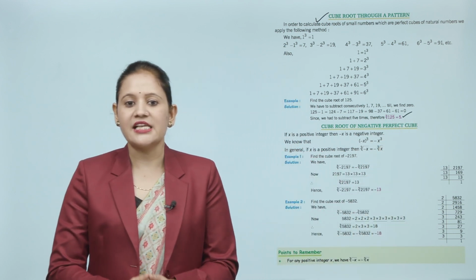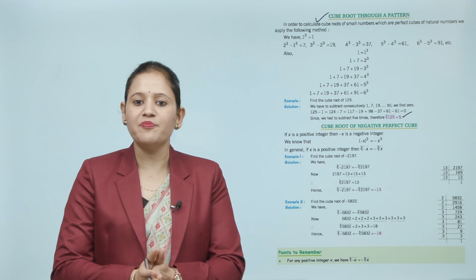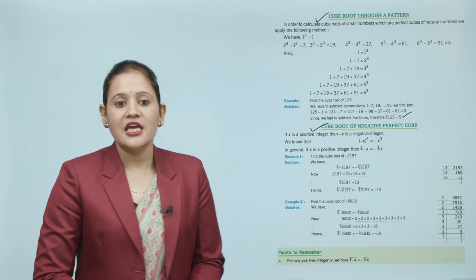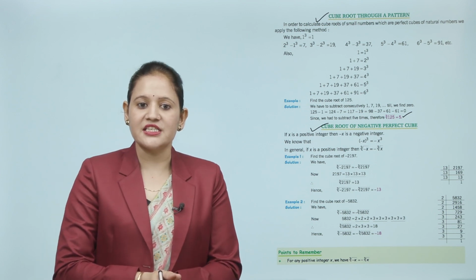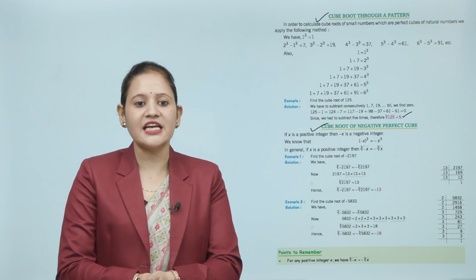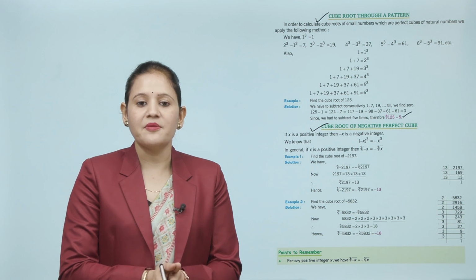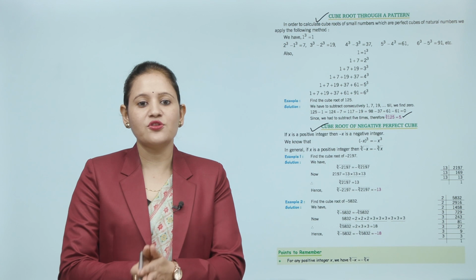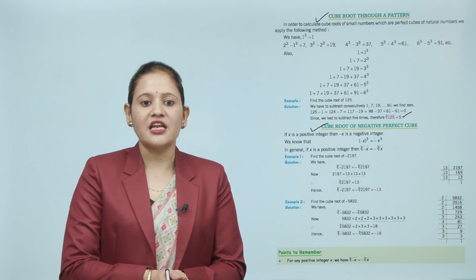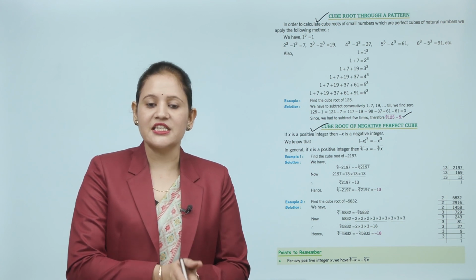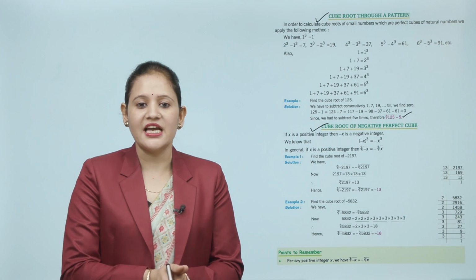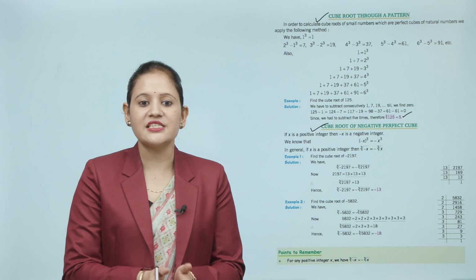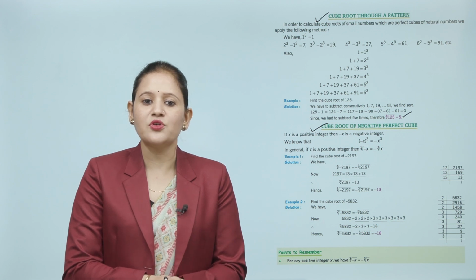Clear? Next, cube root of a negative perfect cube. If x is a positive integer, then minus x is a negative integer. We know that the cube root of minus x equals minus the cube root of x. In general, if x is a positive integer, then the cube root of minus x equals minus the cube root of x.